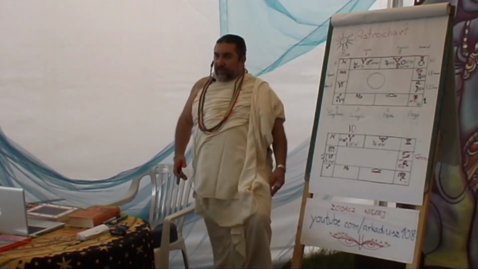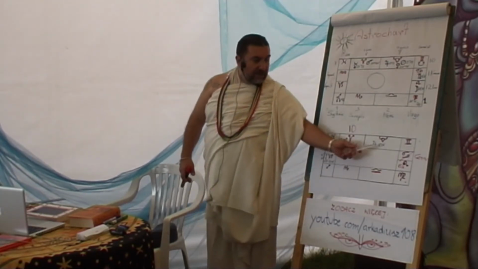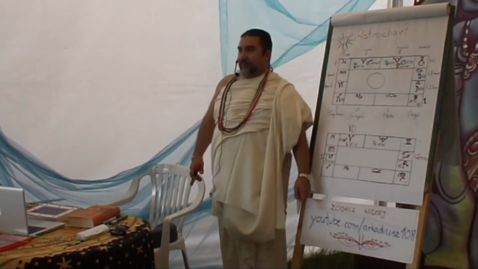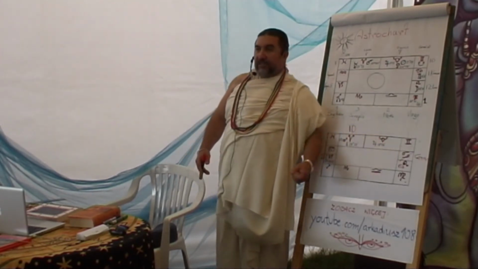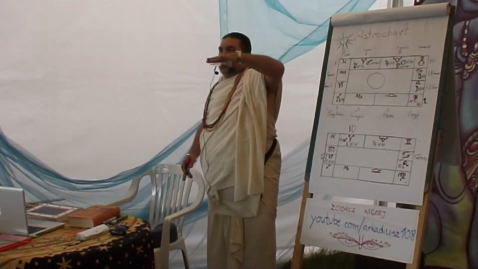The ninth house is the thighs. The tenth house is the knees. The 11th house is the calves. And the 12th house is the feet. That's how the body is influenced by these different kinds of planets.